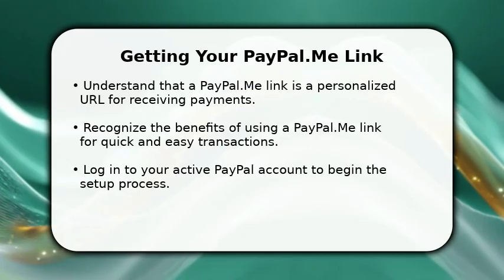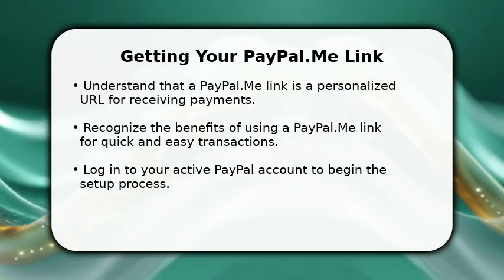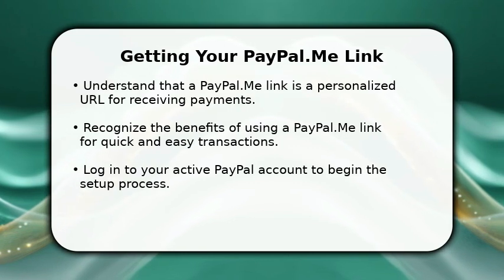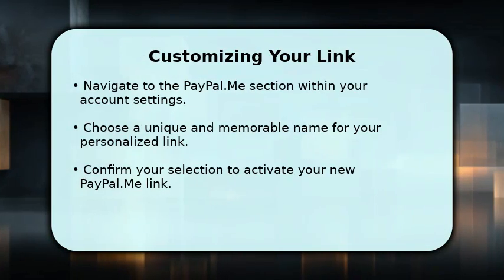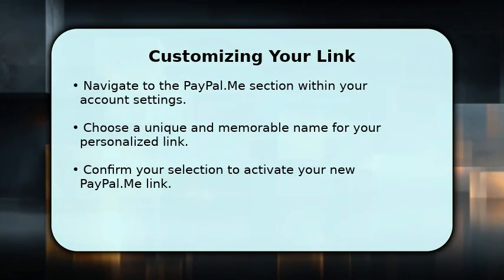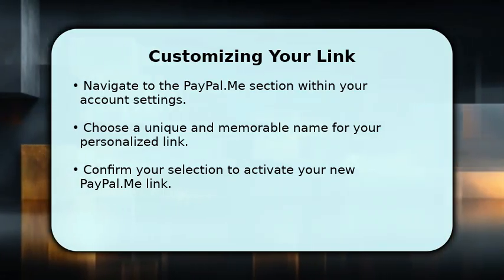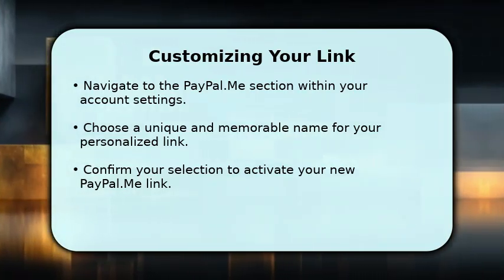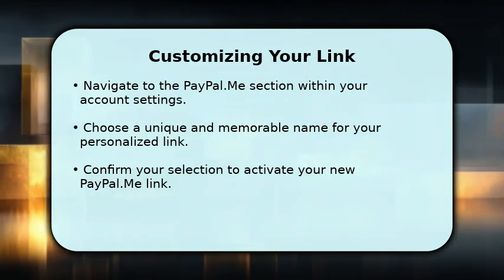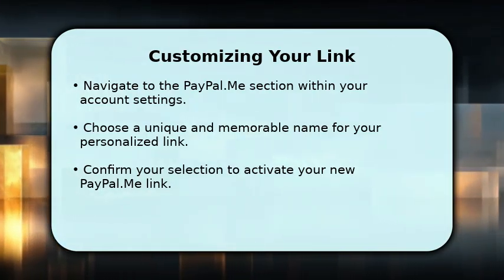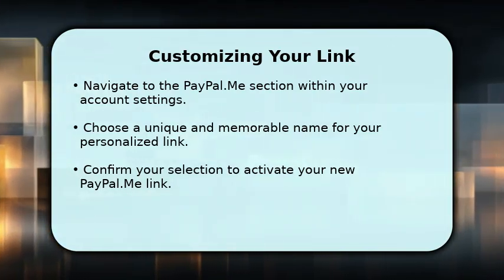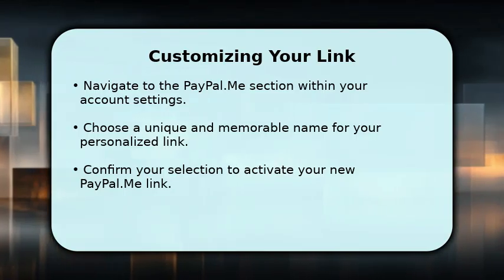Log into your account through a web browser or the mobile application to access the PayPal Me setup page. Once logged in, navigate to the PayPal Me section. Here, you'll be prompted to create your unique link. Choose a name that is easy to remember and represents you or your business, like PayPal Me/yourname. Ensure it's professional and clear, as this will be your public payment address.